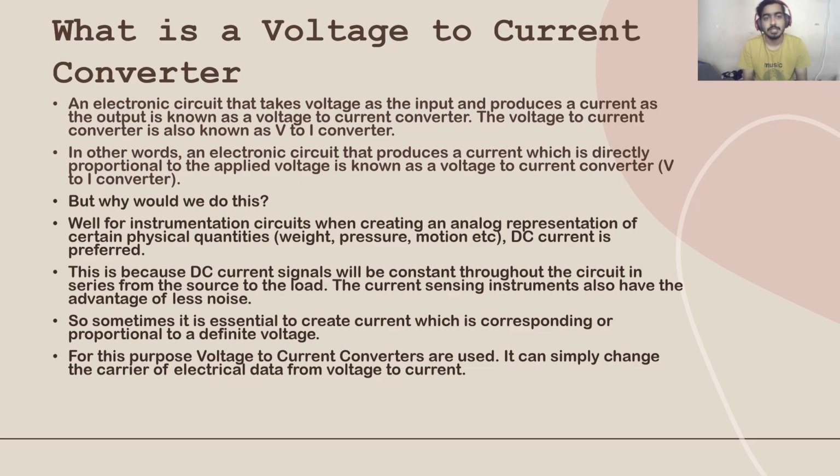In other words, an electronic circuit that produces a current which is directly proportional to the voltage applied to it is known as a voltage to current converter. Many of you might be thinking, why do we need this? Well, for instrumentation purposes, where we need an analog representation of certain physical quantities such as weight, motion, pressure, etc., this voltage to current converter is needed. Sometimes it is essential to create a current proportional to a definite applied voltage. For this purpose, voltage to current converters are used.